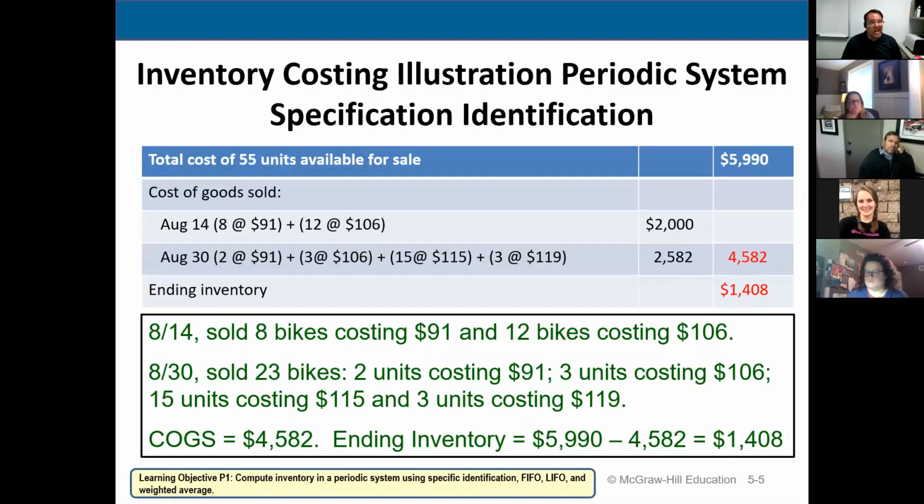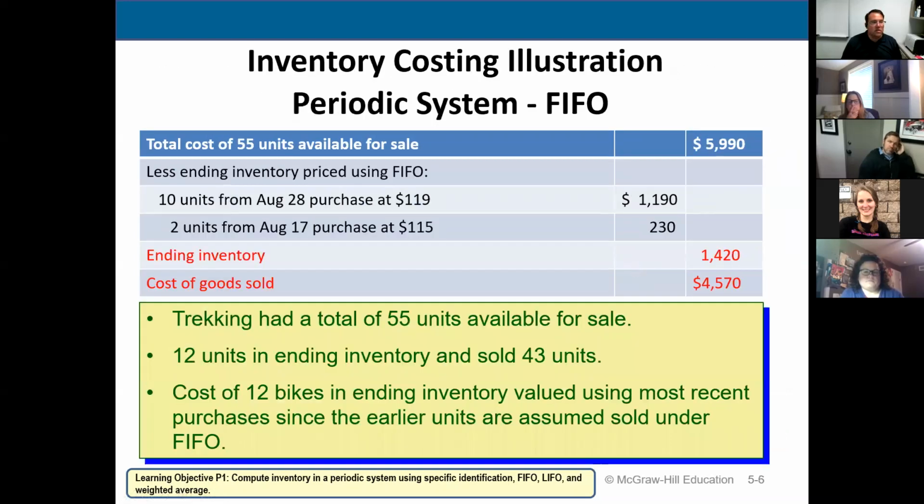And so I like these kind because they're pretty easy. In real life, depending on the number of units you have in inventory and the type of system you're using, this can be pretty easy too, because your computer can take care of all that for you. So the second way we might look at this is using first in, first out.